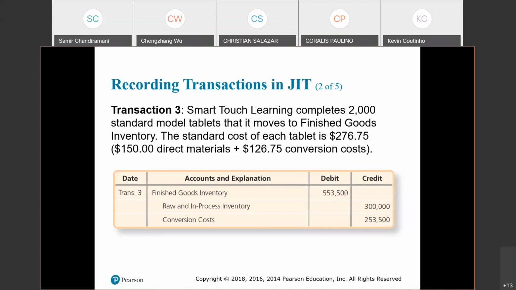So this is the key to JIT costing. The system doesn't track cost as the tablets move through manufacturing. Instead, completion of the tablets triggers the accounting system to go back and move costs from raw and in-process inventory, allocate conversion costs, and attach those costs to the finished products.